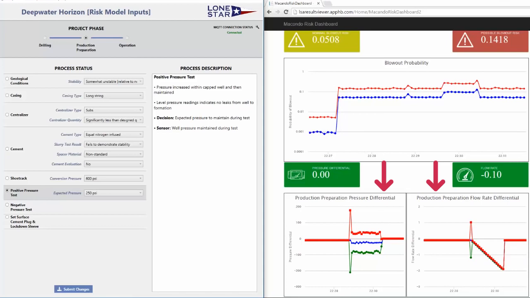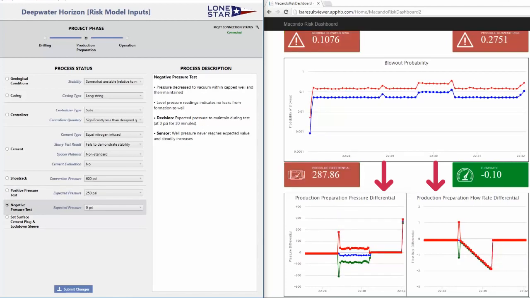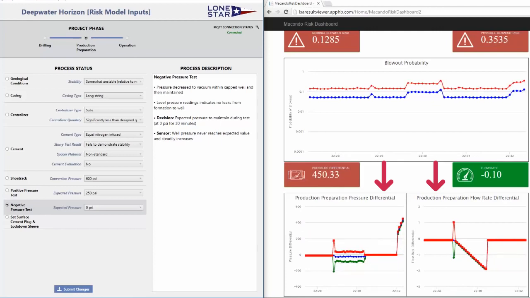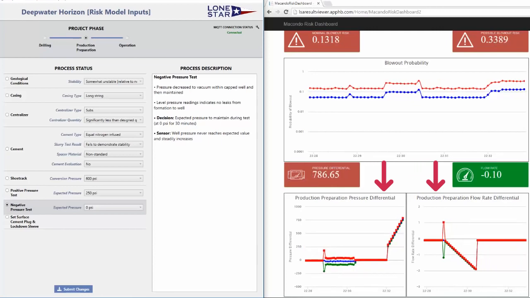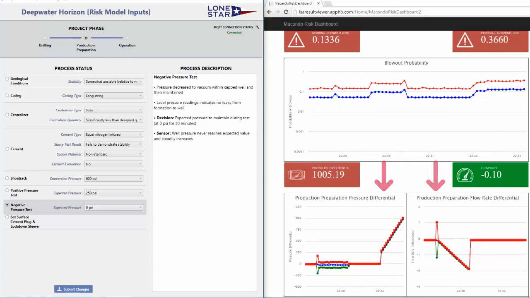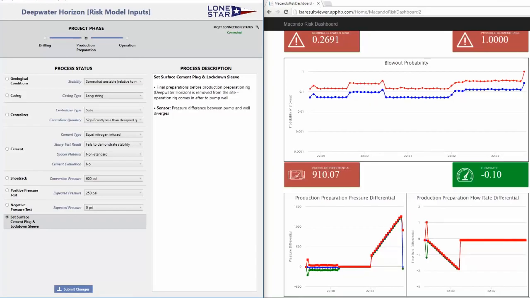These are indicators of the sensor readings that deviate from the upper and lower control limits and will turn red as sensor data exceeds these limits. The effect of these deviations will be also seen in the blowout probability risk indicators.